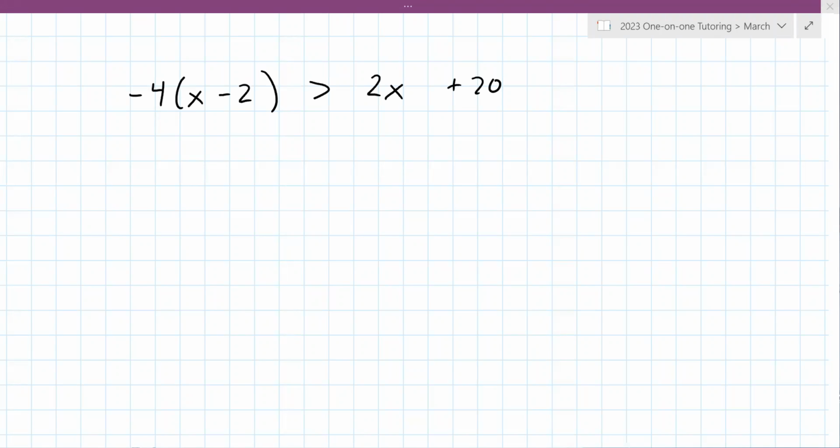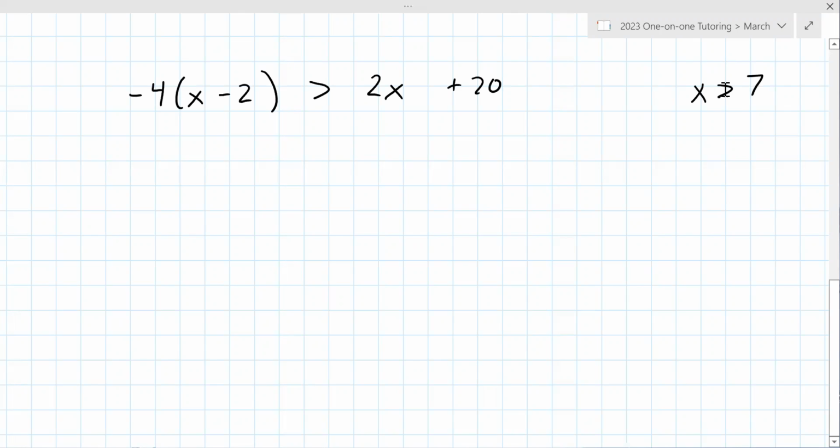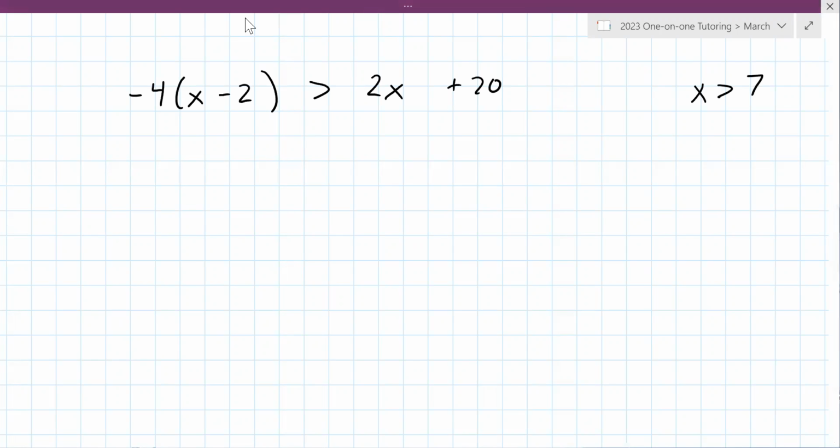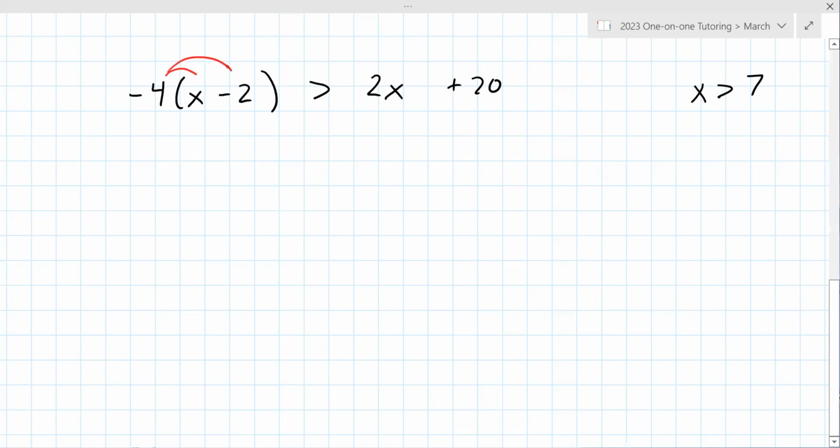Would it be x is greater than 7? So I know that there's potentially a problem here because you've not flipped the inequality. So I'm not sure though. I haven't worked this out. I only sort of thought the numbers would work out nicely. Did you distribute the negative 4 to both terms? Yeah. All right, so that's negative 4x plus 8. Is that what you have written? Mm-hmm. And then you got 2x plus 20.